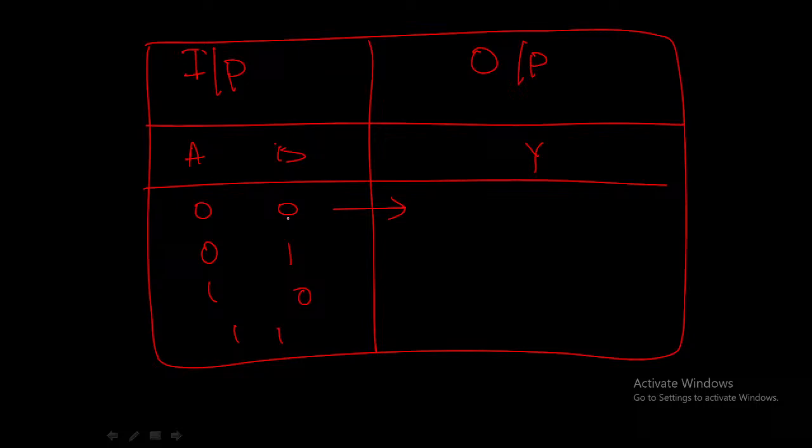So 0 dot 0, that is 0 multiplied by 0, is 0. And 0 multiplied by 1 is 0. 1 multiplied by 0 is 0. 1 multiplied by 1 is 1. That's it. This is the Boolean multiplication, or it is also known as logical AND. So this is how we are going to perform Boolean multiplication or logical AND.